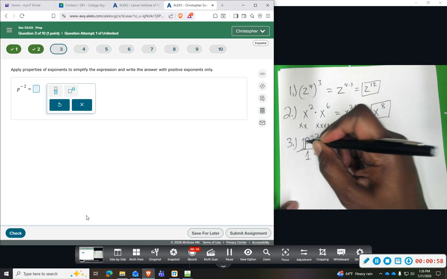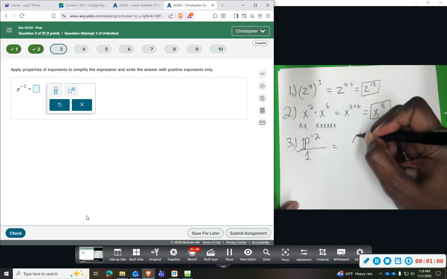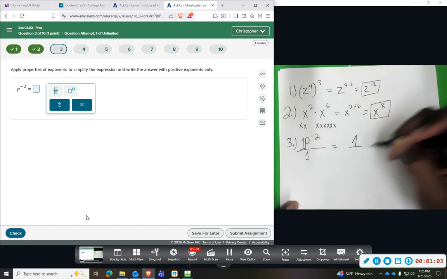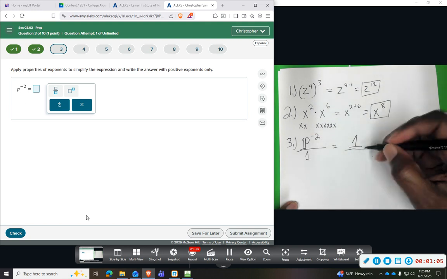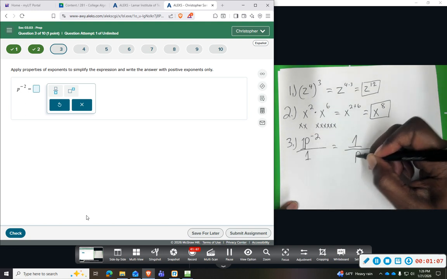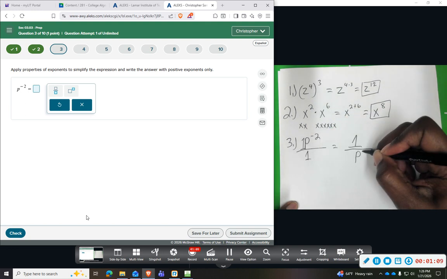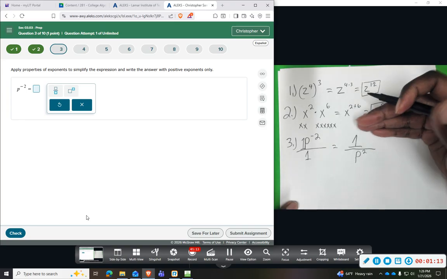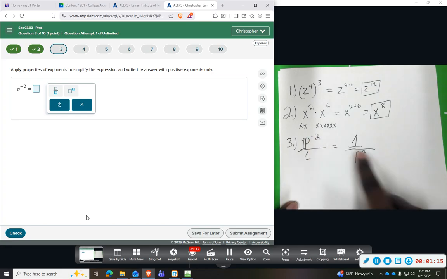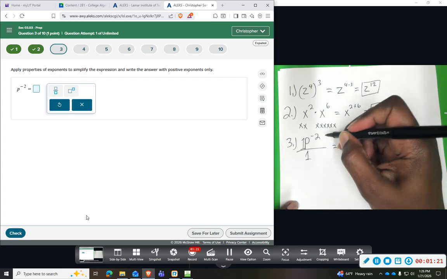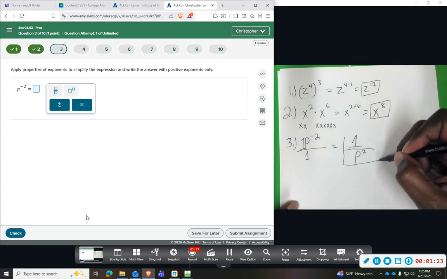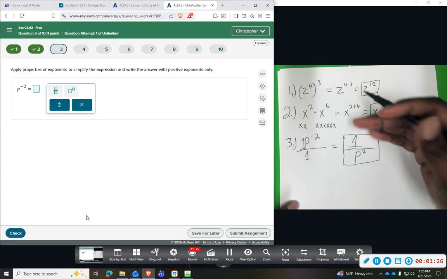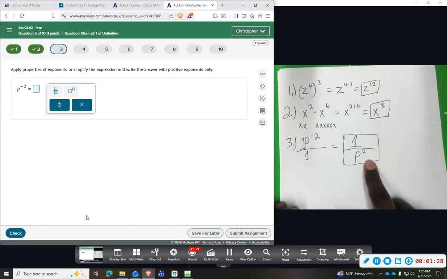So the understood 1 would stay up there. You got to have something on the top. And then you move the p down to the bottom. And once you do that, this negative 2 becomes positive. Same thing would work if it was in the bottom. You would move it up, and then that would change from positive to negative. So even though I'm not putting a 1 here, you could understand that there's a 1 there, but whenever you want to make an exponent go from negative to positive, you just move it to the opposite location of the fraction.